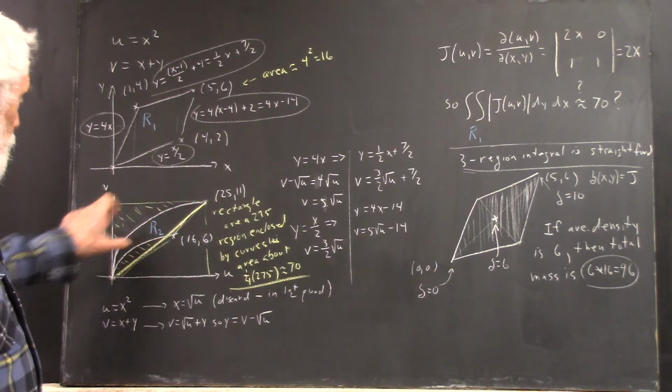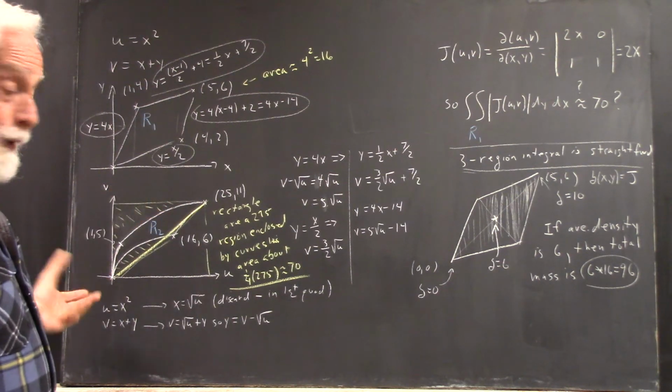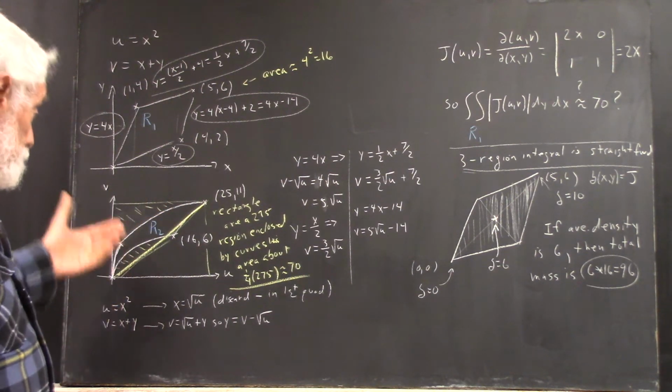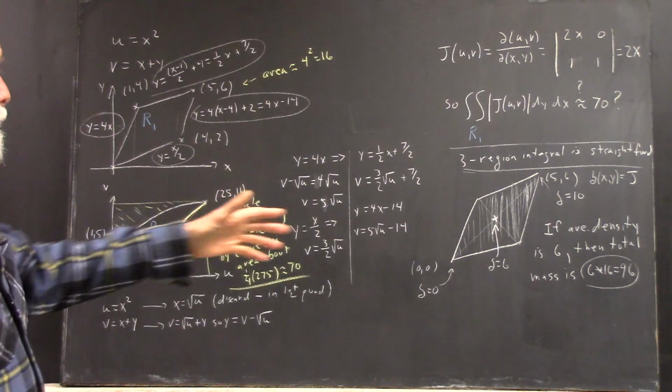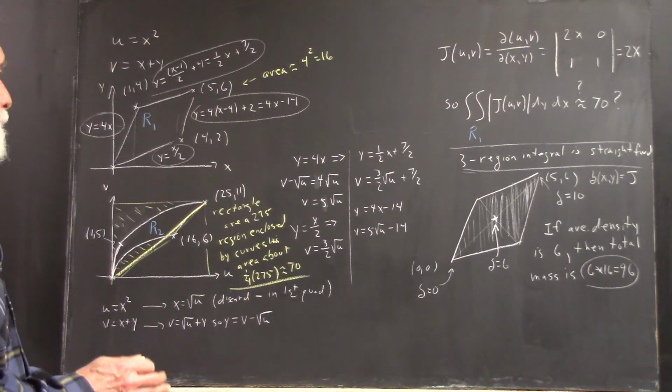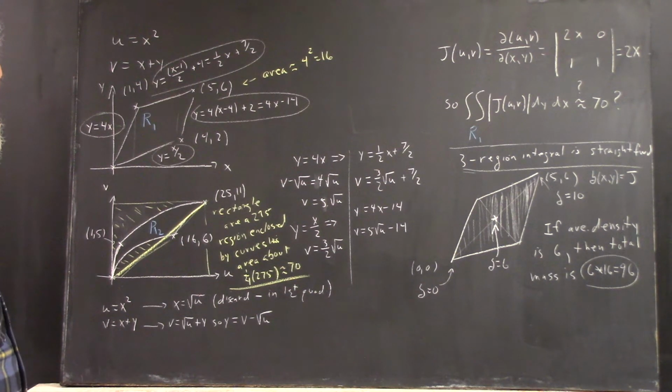Now if this thing actually takes up a little bit more of the region than I estimated, then 70 could easily become 96. So this is at least a plausibility argument.